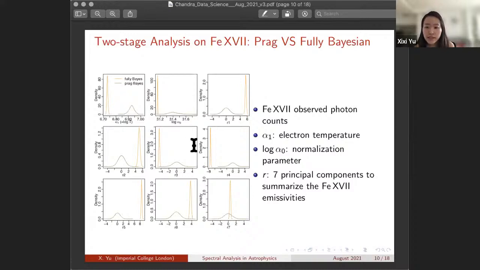So this indicates that the parameter estimation is sensitive to the choice of emissivities, and the data, the observed photon counts, is more informative about the emissivities than our prior knowledge about it.